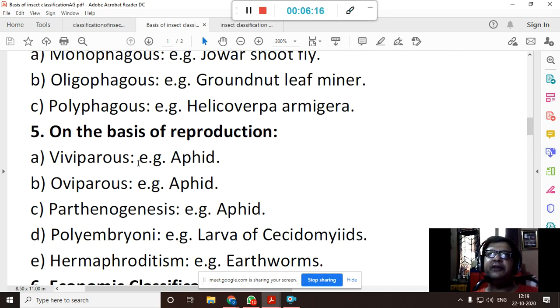They can be viviparous, for example the aphids. They can be oviparous also. The aphids are also oviparous, ovoviviparous. And you can have parthenogenesis. There are different aphids which show parthenogenesis.